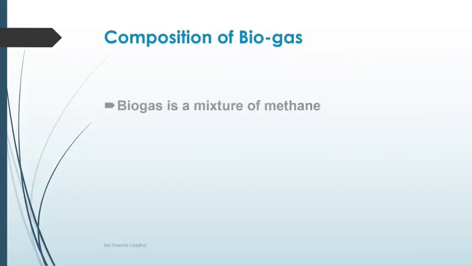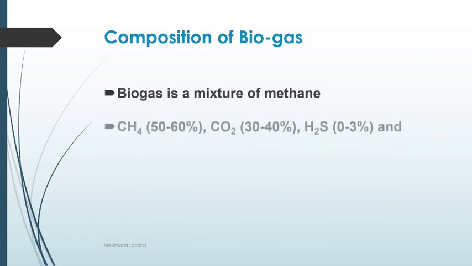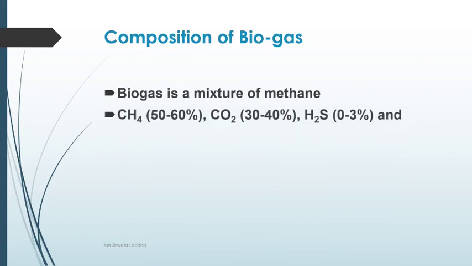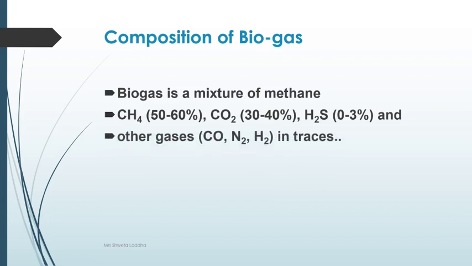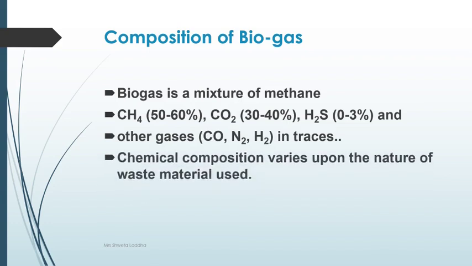Let us see the composition of biogas. It is a mixture mostly of methane 50 to 60%, carbon dioxide 30 to 40%, hydrogen sulfide 0 to 3%, and other gases like carbon monoxide, nitrogen, and hydrogen in traces. The chemical composition of the biogas depends upon the nature of the waste material used.